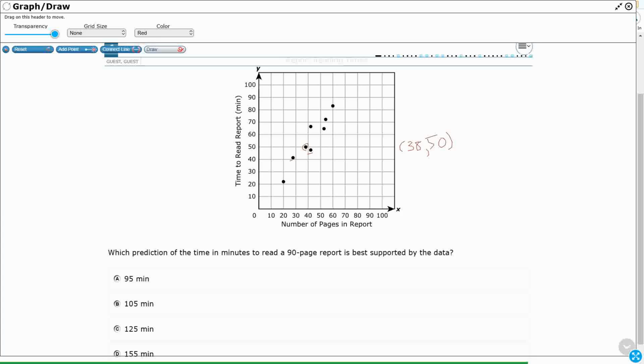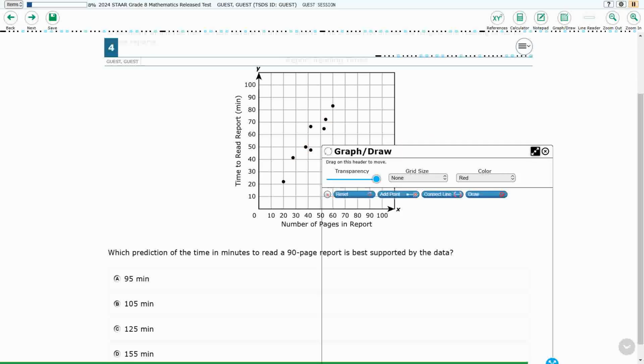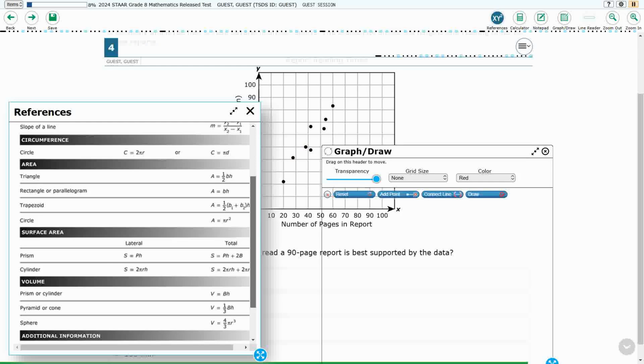And then let's find another point. And this one was pretty good. And that was 50, let's call that 54. And it's a hair above 70, let's call that 72. All right, so if I've got that, we can use our reference material.